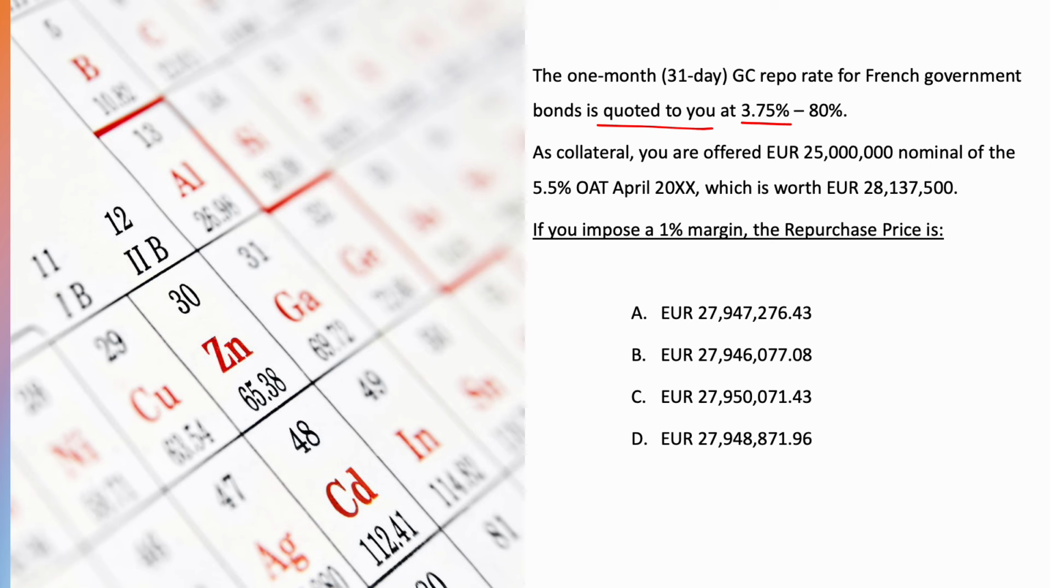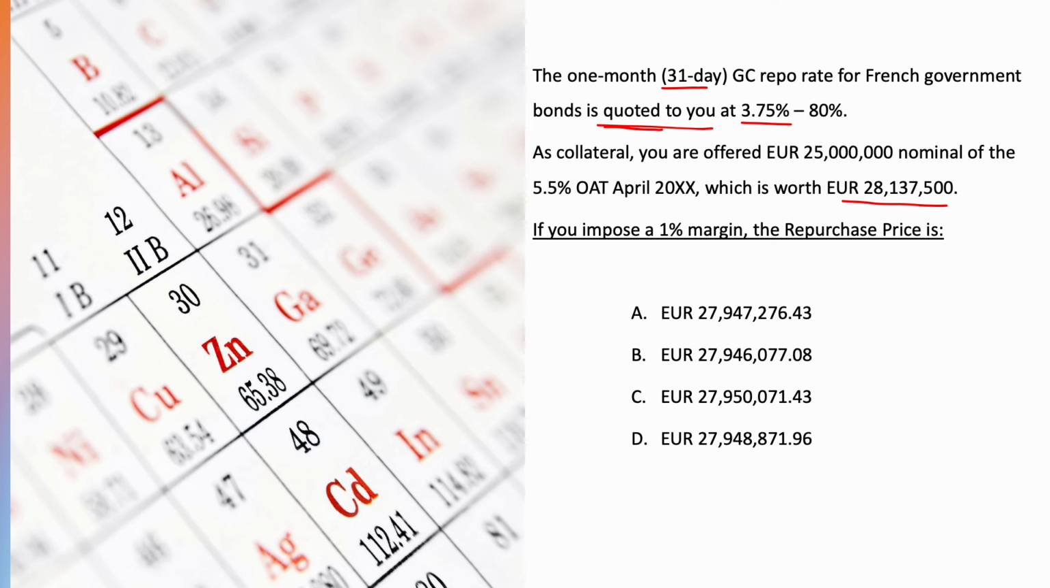So already, what do we know? We know the maturity for the repo, we know you're the price taker, and we know the rate you're going to pay. Now we know the market value, not the face value, the market value of the collateral is 28,137,500. Now you as the lender have decided to impose a 1% margin. What that means is you're concerned that the collateral may fall in value. So you're not going to lend the full amount of the bond's worth, you're going to reduce it a little bit. Now if you impose a 1% margin, what you do is you take the market value of the collateral and divide it by 1.01.